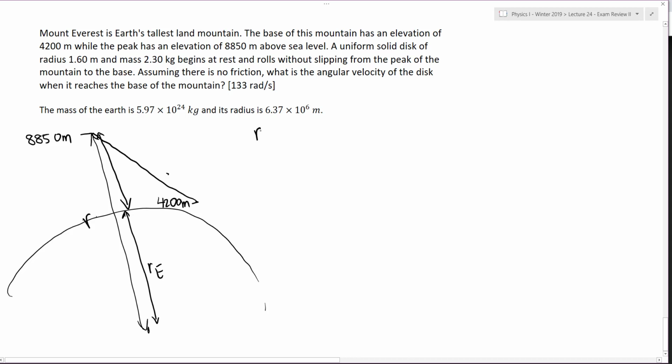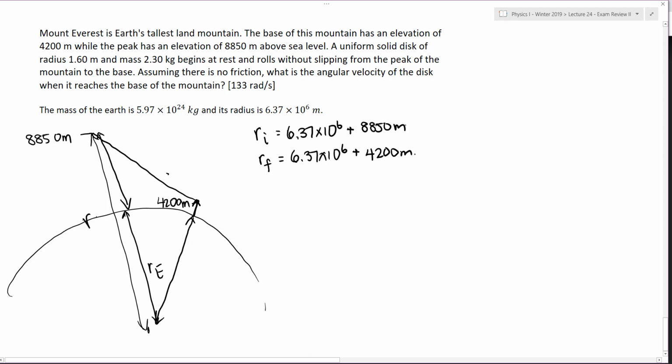So that means that our initial R, when we're at the top of the mountain, is the radius of the Earth, which is 6.37 times 10 to the 6, plus the altitude at the top of that mountain, which is 8,850 meters. And when you're at the base of that mountain, your R value is the radius of the Earth, 6.37 times 10 to the 6, plus the new altitude, 4,200 meters.